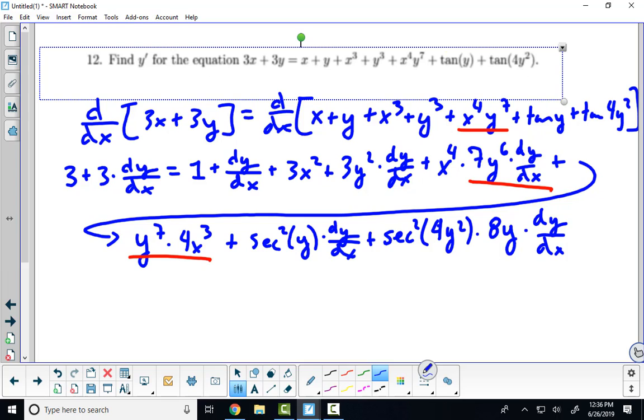What's my next step? Isolate. Yeah, our goal is to find y prime or dy dx, so our next step is to solve that for dy dx. It's a little bit messy, but we're out of time, so we'll pick it up next time. Folks, you've got a chance to kind of get ahead of things here.